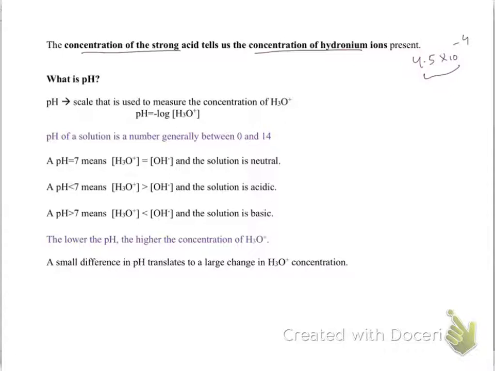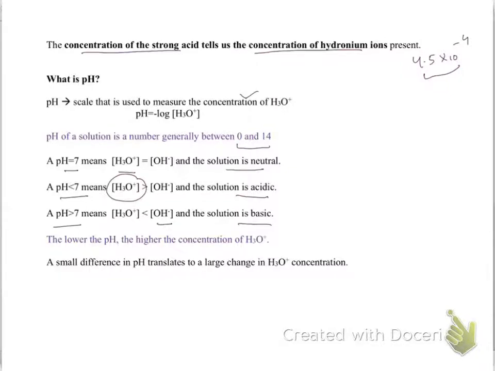What is pH? It is a scale that is used to measure the concentration of hydronium ions. The formula is pH equals negative log of hydronium ion concentration, and this pH value will always be between 0 and 14. If the pH is 7, that means the solution is neutral, meaning the hydronium ion and hydroxide ion concentrations are the same. pH less than 7, the solution is acidic. pH greater than 7, the solution is basic. pH less than 7 means you have more hydronium ions than hydroxide ions. pH greater than 7 means you have more hydroxide ions.